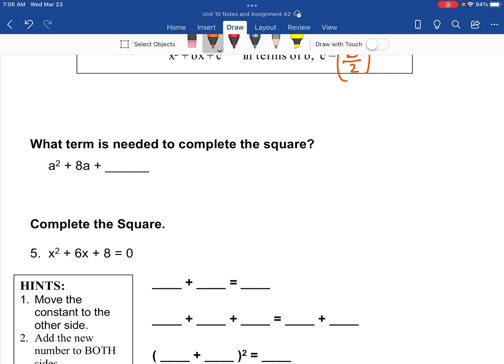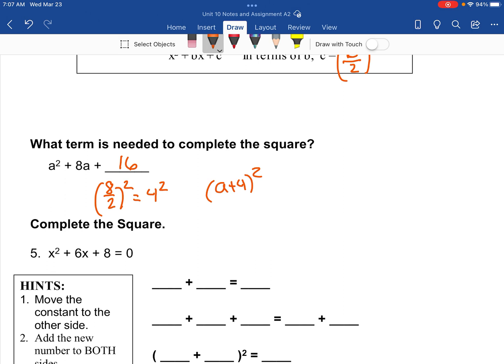Well, our b value is 8. So we're going to do half of 8 and square it. So half of 8 is 4. And then 4 squared is 16. Okay, so now we have a perfect square trinomial. We could rewrite it as a plus 4 squared. Okay, so that's the basic concept of completing a square. All right. Now let's look at one that actually has a c value other than 0.